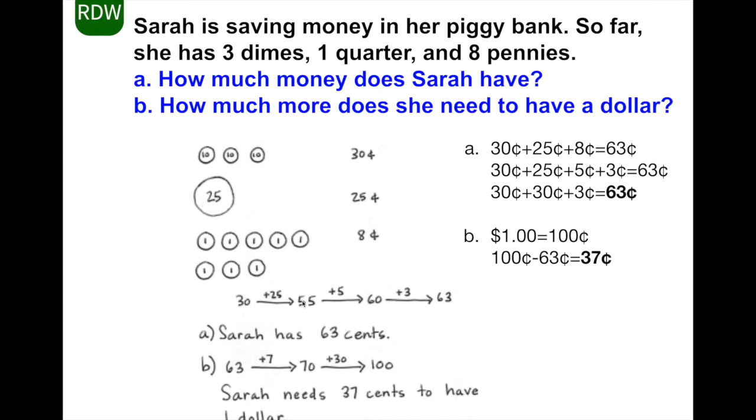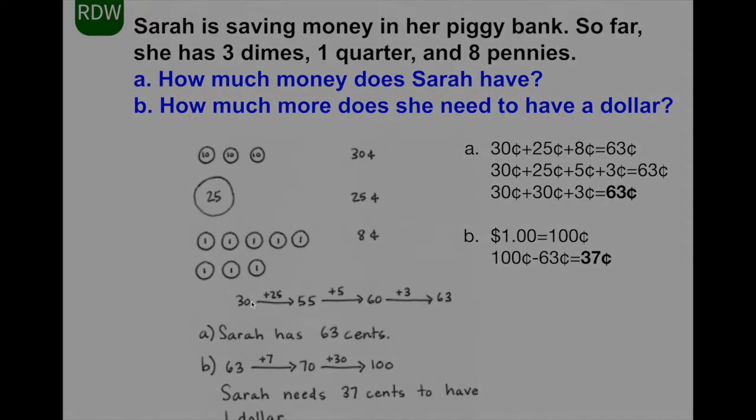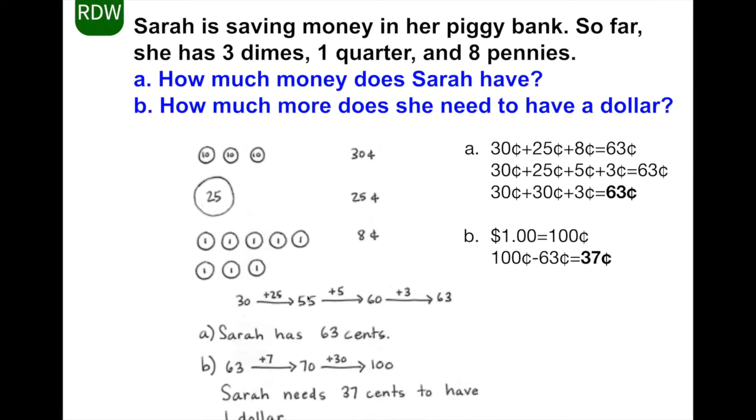They showed this also down below with just sort of a skip counting situation. So they said 25 plus 5 plus 3. So if that works better for you, you can also use this arrow method or skip counting method shown below. So then we write it in a sentence. Sarah has 63 cents.